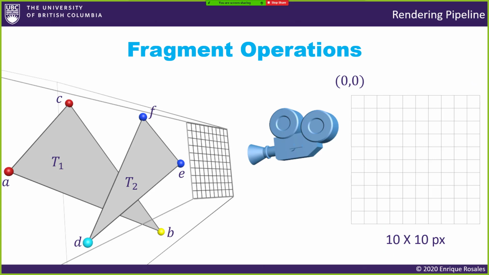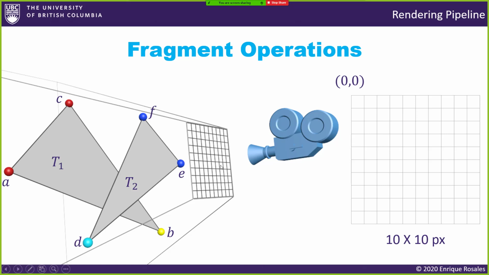Okay, so let's consider a couple of triangles, T1 and T2, that are visible from a perspective camera. And let's imagine that this camera will render an image of 10 by 10 pixels. So this is our image, 10 by 10 pixels, which, by the way, has its origin at the upper left corner. So this is 0, 0. Again, this might sound weird to you, like why the origin is up there. Don't worry, you will eventually understand. But this is just a common thing in computer graphics.